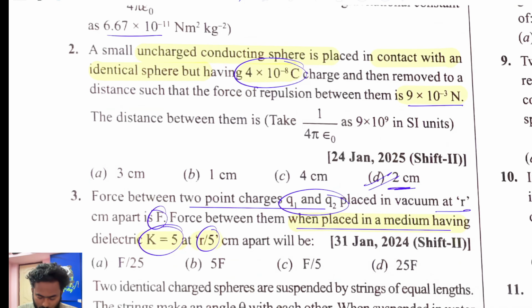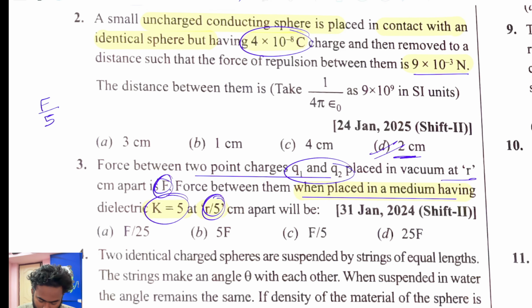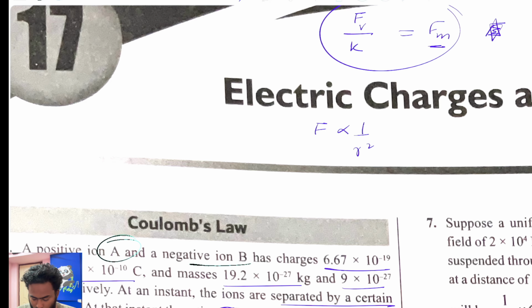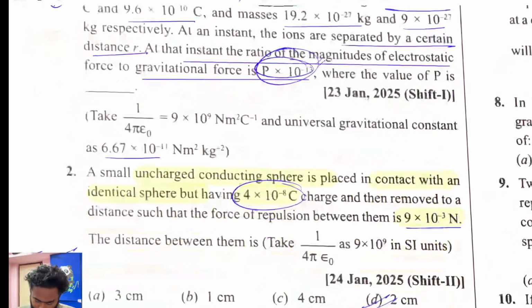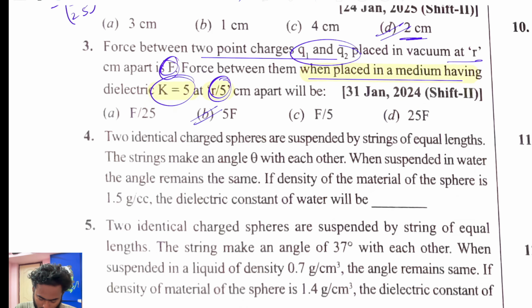Now see the question. Here the vacuum force is F, so the force in the dielectric should be F by 5. But the distance also becomes r by 5, and force is proportional to 1 by distance square. So when the distance becomes r by 5, the force should become 25 times. The original force F, because of the medium, becomes F by 5, and because of the distance it becomes 25 times. So our answer will be 5F. Clear? Which option? Option number B. Okay, next question.